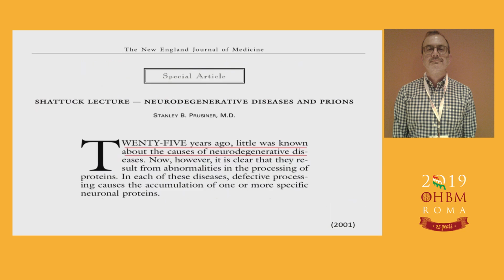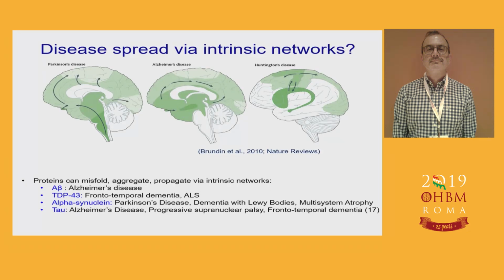So 25 years ago, little was known about the causes of neurodegenerative diseases. Now, however, we know that they're caused by prions. This is what Stanley Prusiner said 20 years ago, and we can still say the exact same thing today. People still do not believe this model. However, the evidence is accumulating that all of the neurodegenerative diseases are caused by the propagation of an agent along the connectome. And this is true for Parkinson's disease, Alzheimer's disease, Huntington's, ALS, frontotemporal dementia, and I believe for schizophrenia as well.